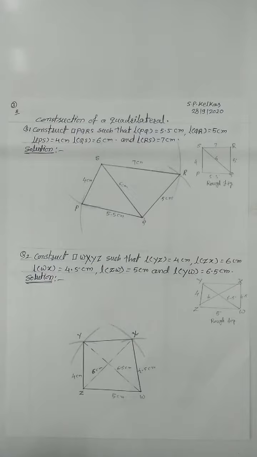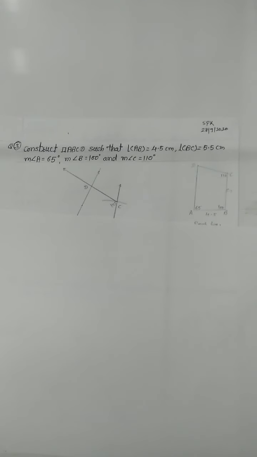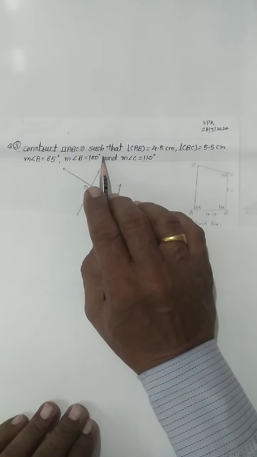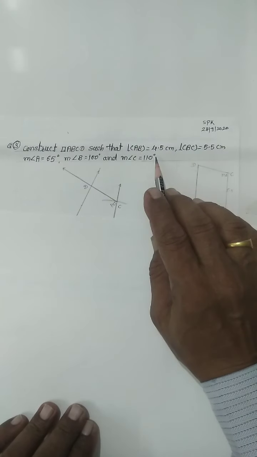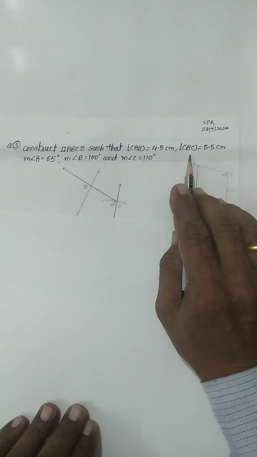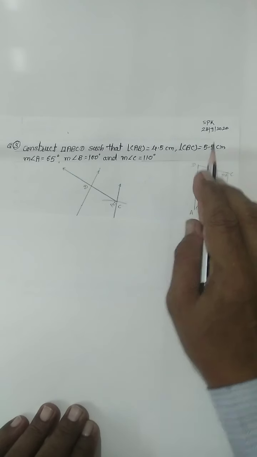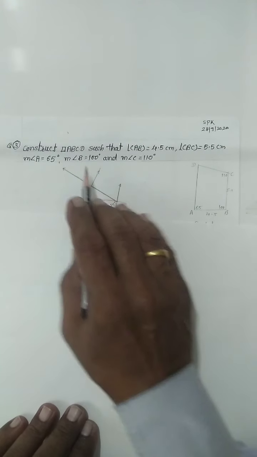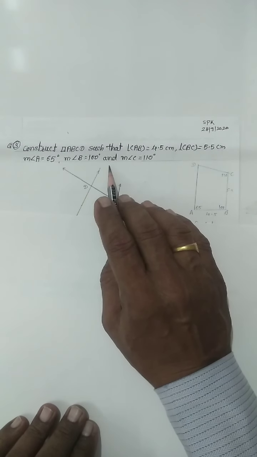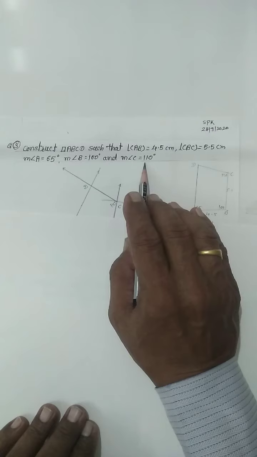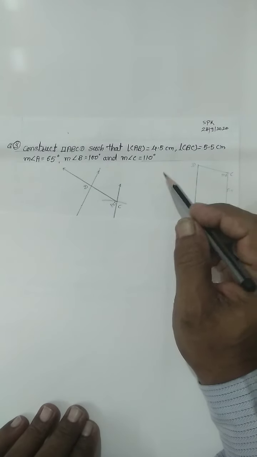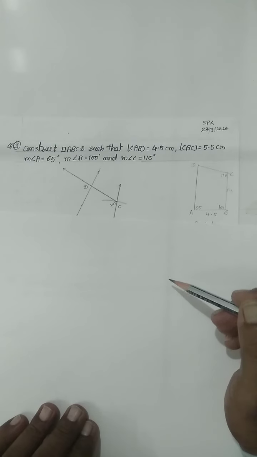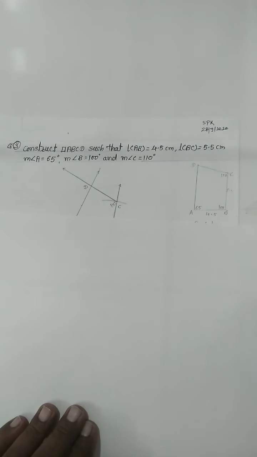We can take again a third. In this third example, construct quadrilateral ABCD such that length AB equal to 4.5 centimeter, length BC equal to 5.5 centimeter, measure of angle A equal to 65, measure of angle B equal to 100, and measure of angle C equal to 110. Now in this question the three angles and two included sides are given.